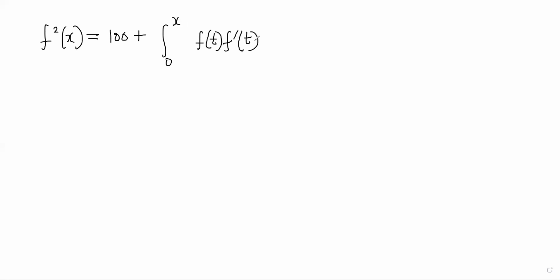Now looking at the question, do that differentiation and see what comes. You have f square x is equal to 100 plus the integral from 0 to x of f of t f dash t minus f of t minus f dash t minus 1.